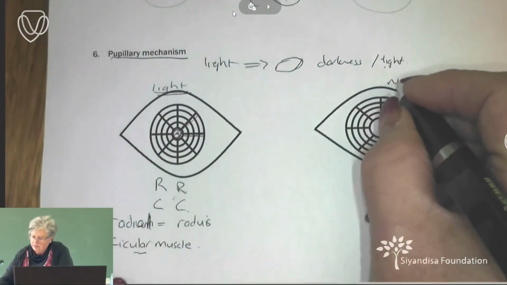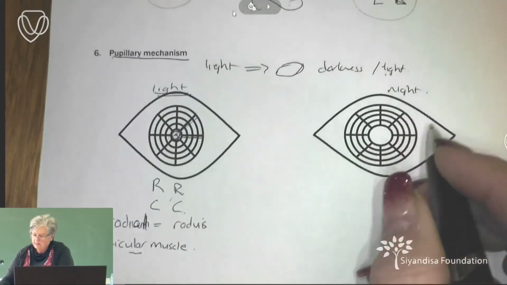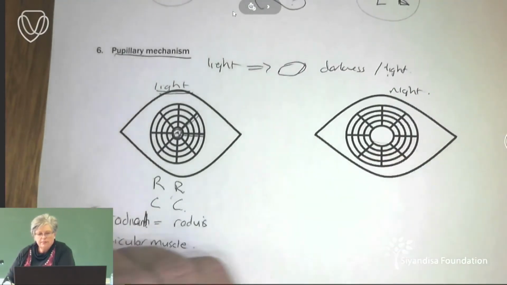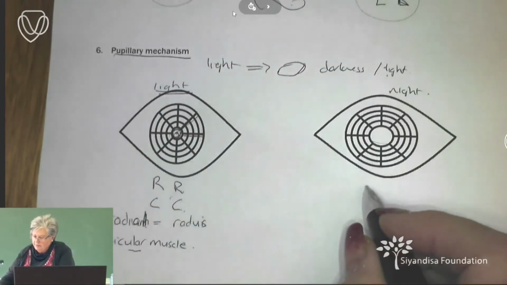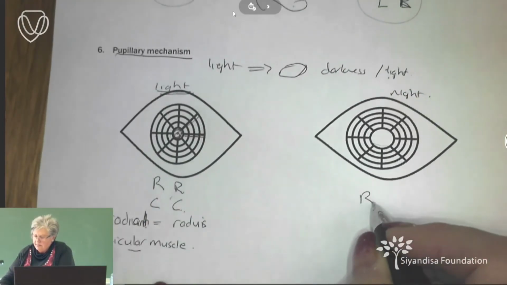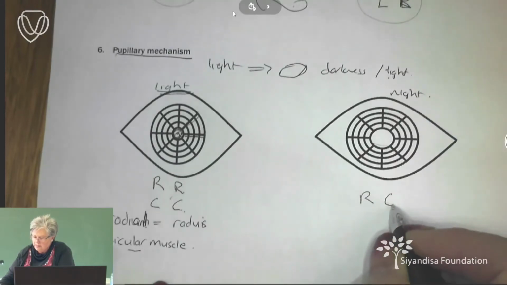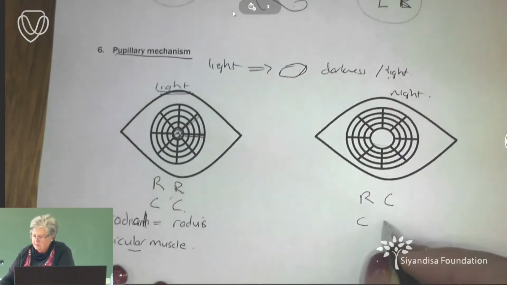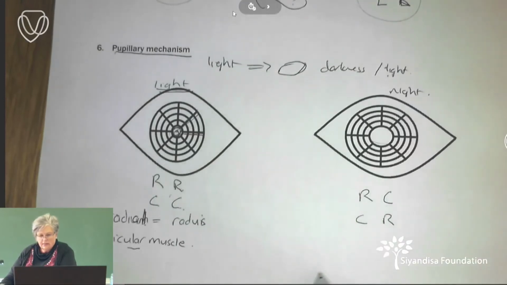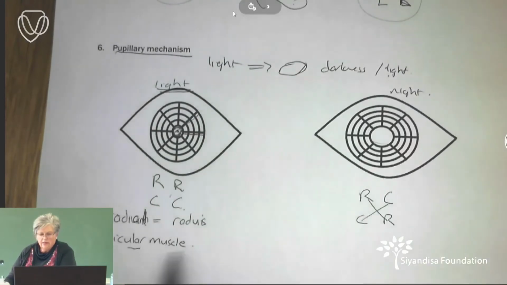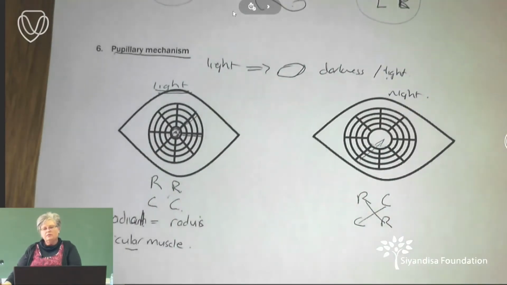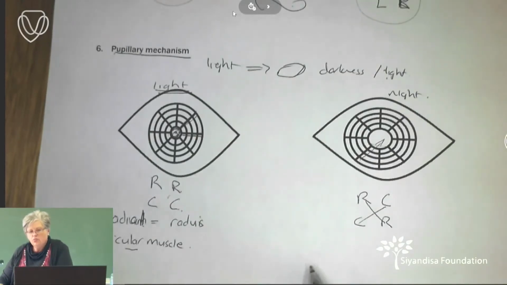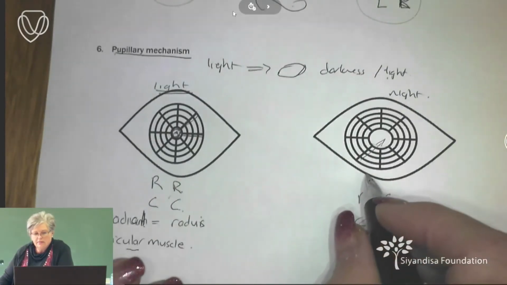This is for night. Okay, in the night, the pupil needs to be big so that light can enter the eye. So what happens here? Here the radial muscles contract, and the circular muscles relax. Okay, so can you see it works like that? And then more light is allowed. So the main thing to remember here is what happens with the muscles.